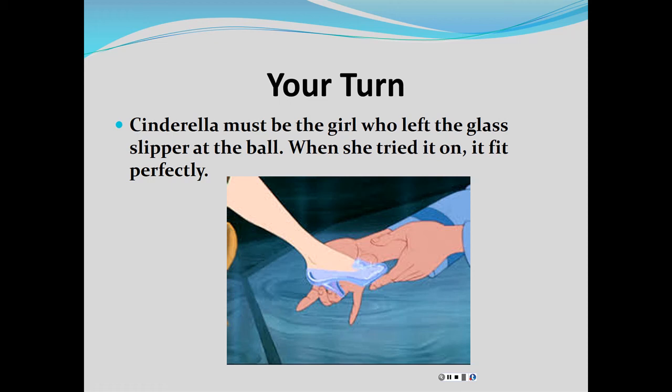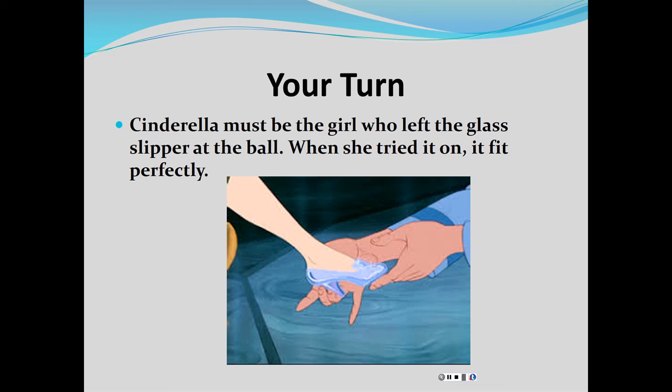What is the evidence that's being offered for why Cinderella must be the girl who left the slipper at the ball? The shoe fits, okay. So the shoe fits, therefore it must be Cinderella. What is the missing premise behind that logic? If the shoe fits, right?